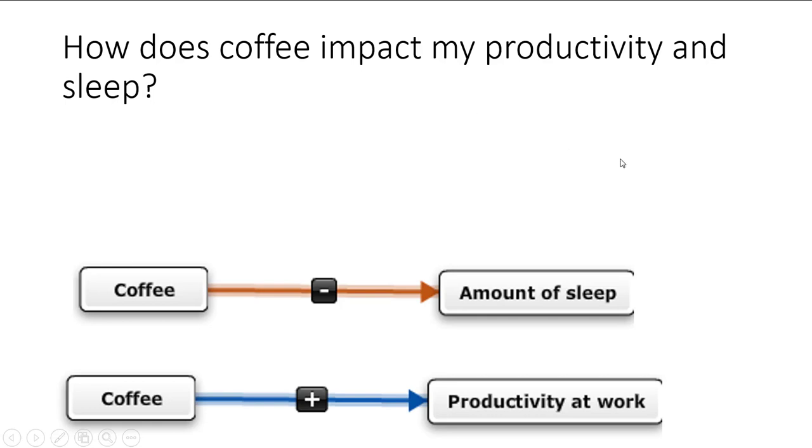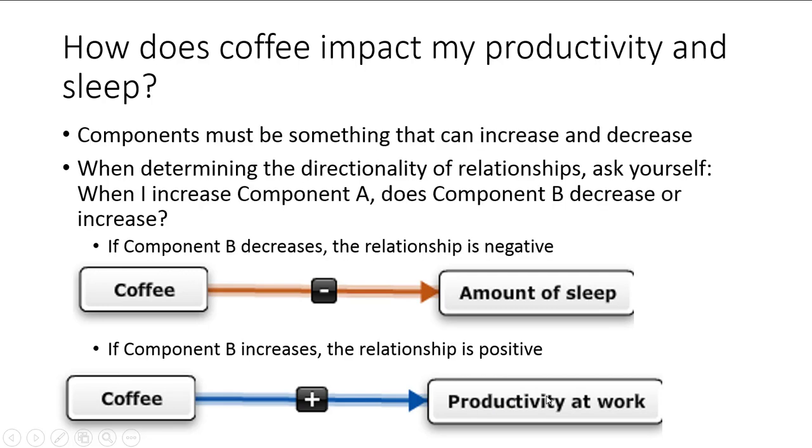So as you make your model, one thing to remember is that these need to be things that can go up or down in quality or quantity. So here we've defined the relationship between coffee, and as it increases, it decreases the amount of sleep. And as coffee increases in this relationship, it increases productivity at work. So remember that components need to be something that can increase or decrease.